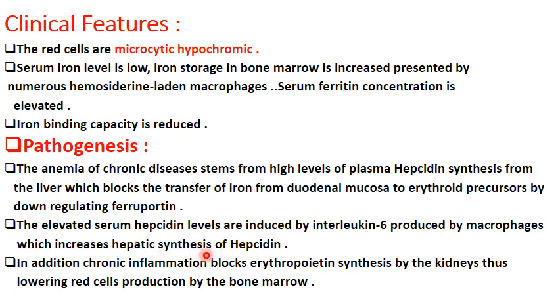Subsequently, the increased level of hepcidin will block the transfer of iron from the jejunal mucosa. Have you seen this vicious circle, where the absorption of iron is inhibited by the increased synthesis of hepcidin in order to decrease the level of iron in the body? In addition, chronic inflammation blocks erythropoietin synthesis by the kidney, thus lowering the production of red blood cells by the bone marrow.